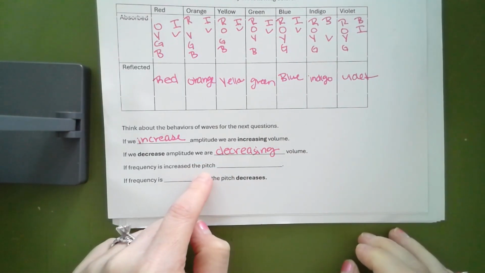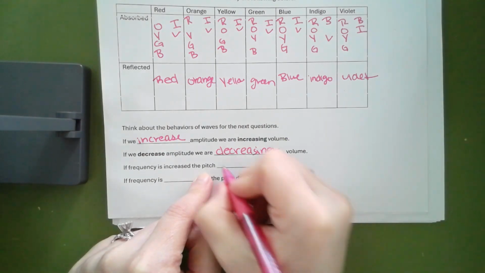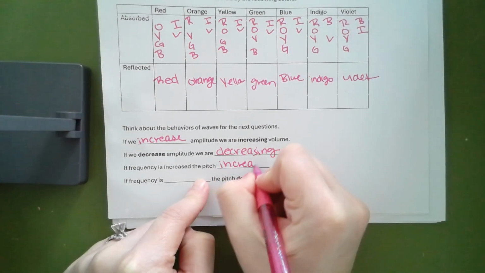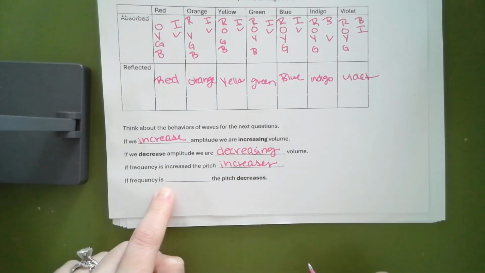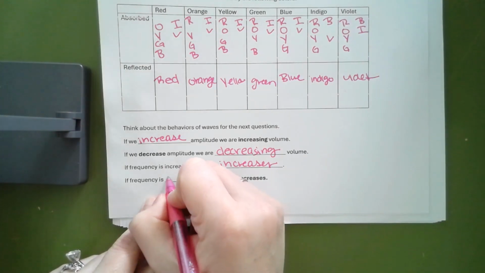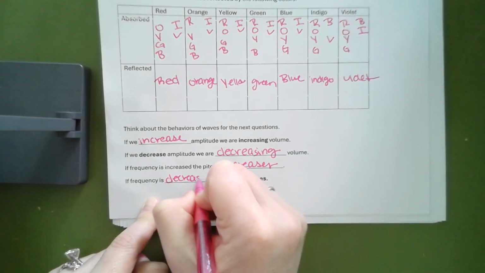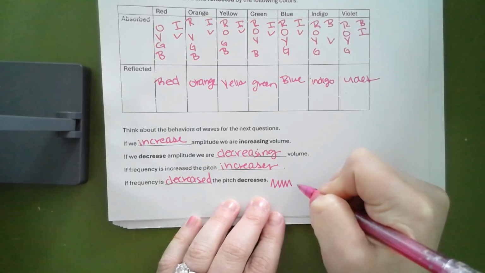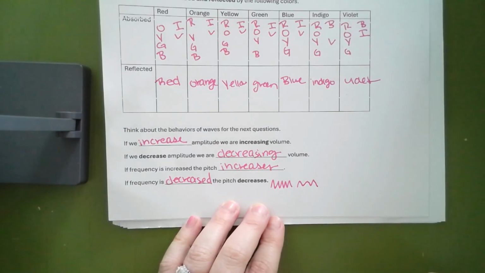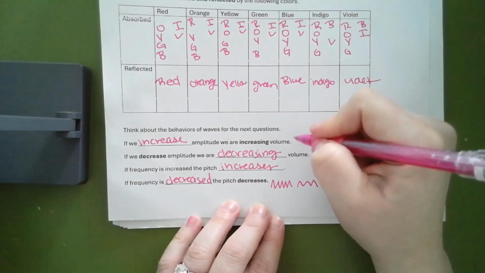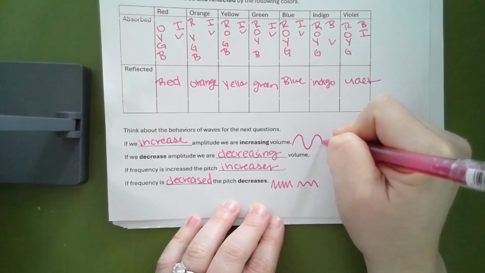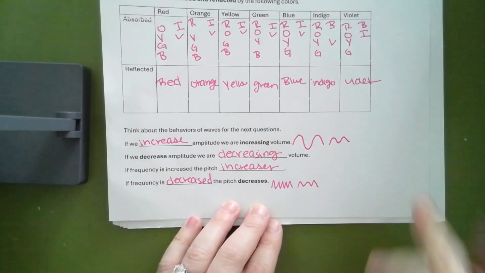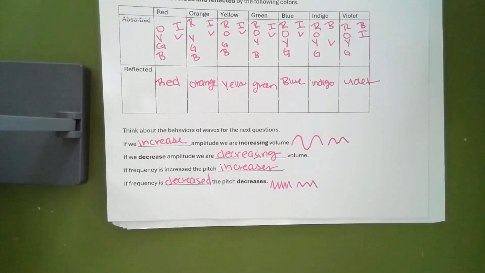If frequency is increased, the pitch? Decrease. If frequency is blank, the pitch decreases. Frequency is decreased. Pitch. Okay, remember, frequency is how many up-downs per second, right? Yep. Remember that amplitude is how big the up-downs are. Correct? Yeah.